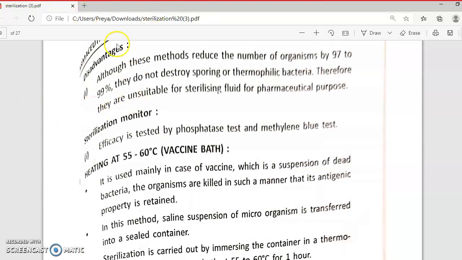Now what is the disadvantage of all these methods? These methods reduce the number of organisms by 97 to 99%, but they do not destroy thermophilic bacteria. What are thermophilic bacteria? Those that live with temperature, that form spores, and which can tolerate high temperature. Then you cannot kill them, right? And therefore they are unsuitable for sterilizing fluids or pharmaceutical purposes, okay.